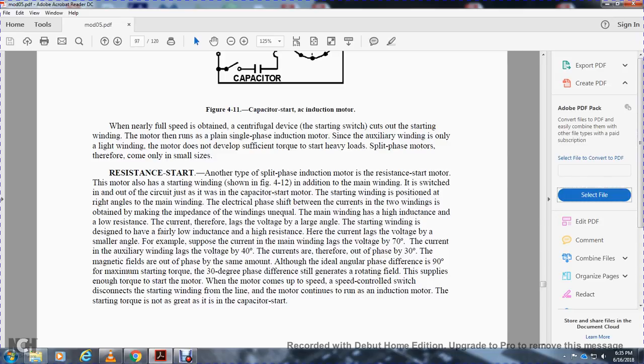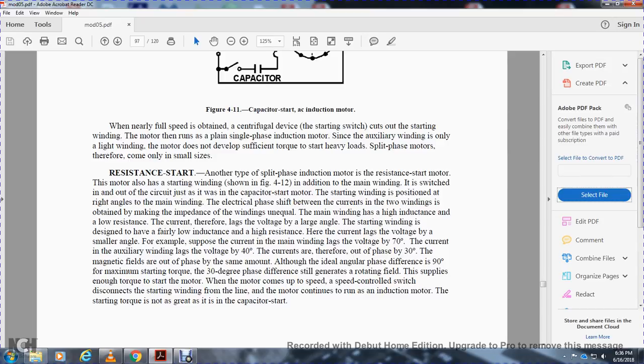Resistance start. Another type of split-phase induction motor is the resistance-start motor, which has a start winding in addition to the main winding. The switch cuts the starting winding in and out of the circuit as in the capacitor-start motor. The starting winding is positioned at right angles to the main winding. The electrical phase shift between the currents of the two windings is obtained by making the impedances of the windings unequal. The main winding has high inductance and low resistance, so its current lags the voltage at a large angle. The start winding is designed with fairly low inductance and high resistance, so its current lags the voltage by a small angle.